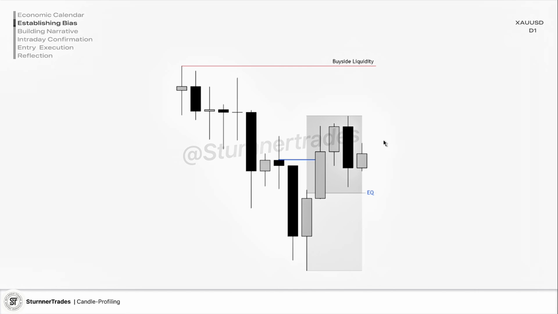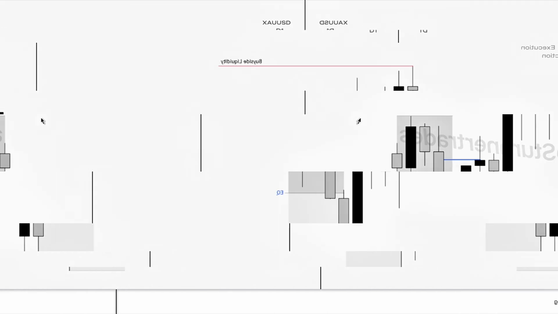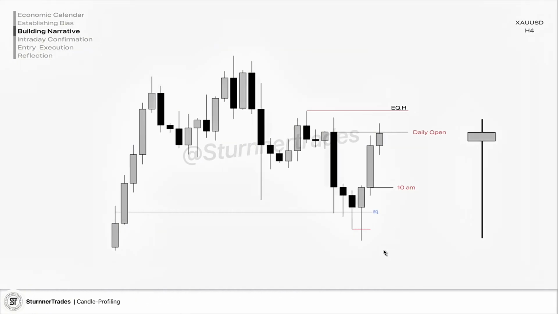Alright, now that we've built the higher time frame idea, let's drop down to the 4-hour chart to start building the intraday narrative around this bullish framework. Alright, now over to the 4-hour chart. On the right side, you will still see the daily candle just for reference. That gives us context. So what I'm doing here on the 4-hour is simple.